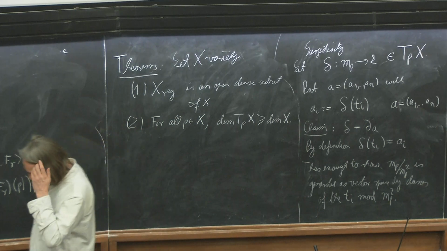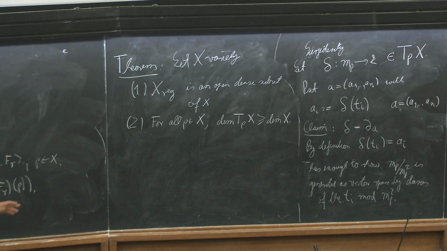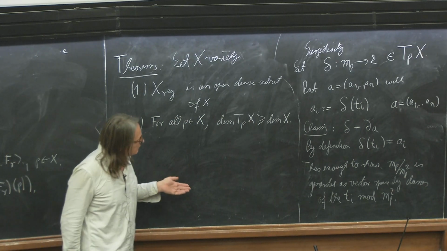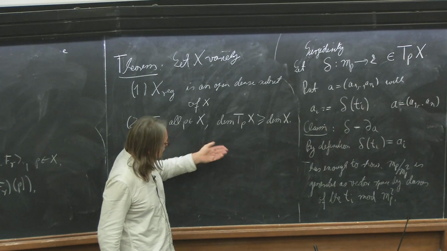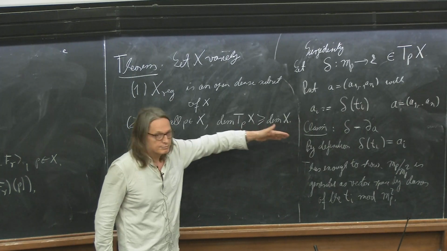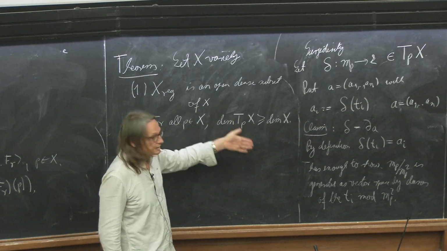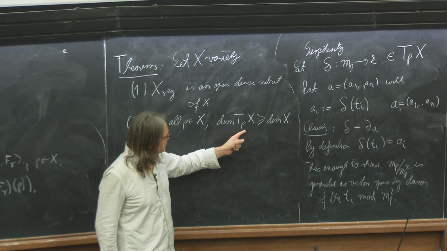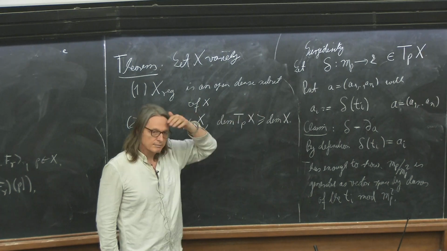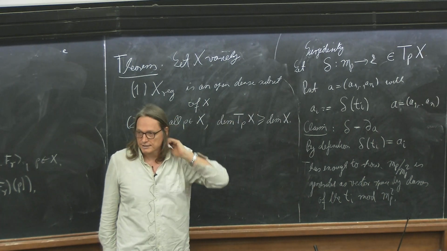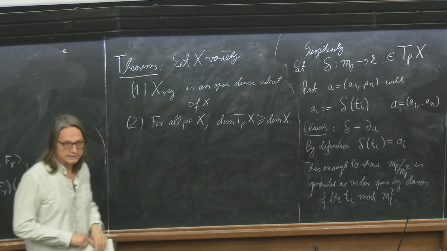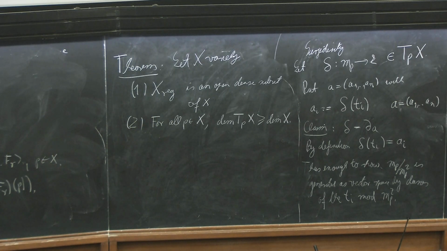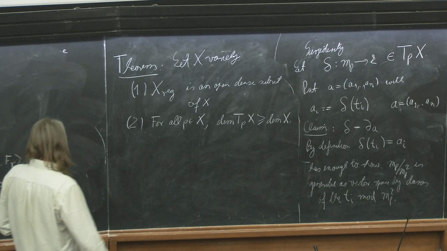So according to our definition, the dimension of the tangent space could be bigger or smaller, and if it happened to be equal, it was a non-singular point. But as a matter of fact, the dimension of the tangent space is always bigger or equal, and a singular point is one where the dimension of the tangent space is bigger. It can never be too small, it can only be too large. Okay.